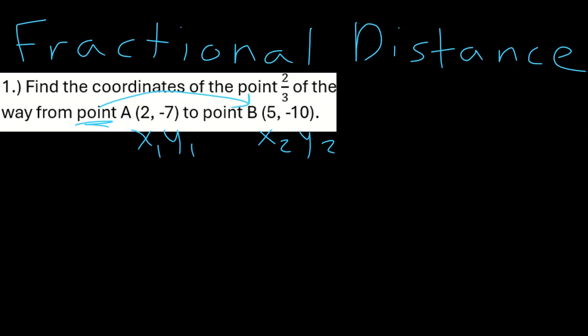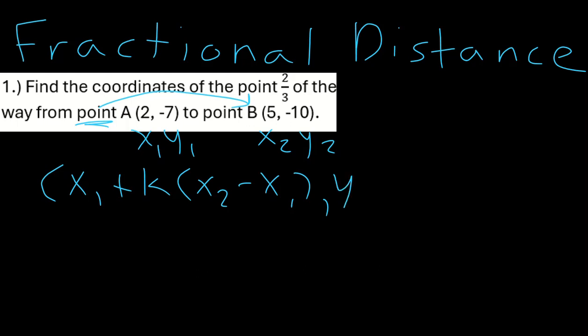Okay, so we need to know the formula. And this is one of the few formulas that's not on your formula charts. You're going to have to memorize this one. And so for our fractional distance, it is x1 plus k, our fractional distance, times x2 minus x1, comma. And then you repeat this exact same pattern, but just with your y values. So we're going to have y1 plus k, parentheses, y2 minus y1.